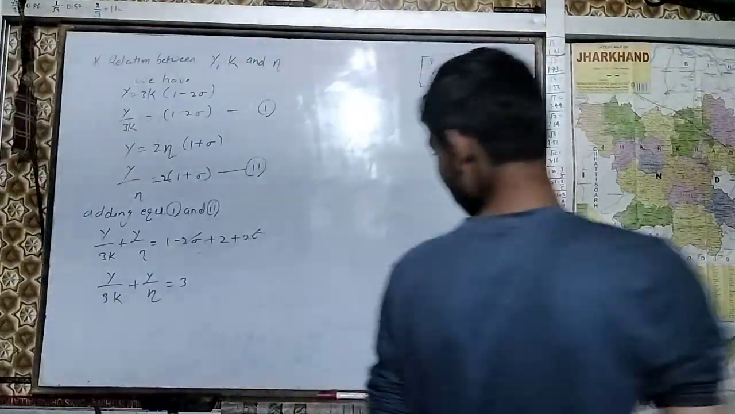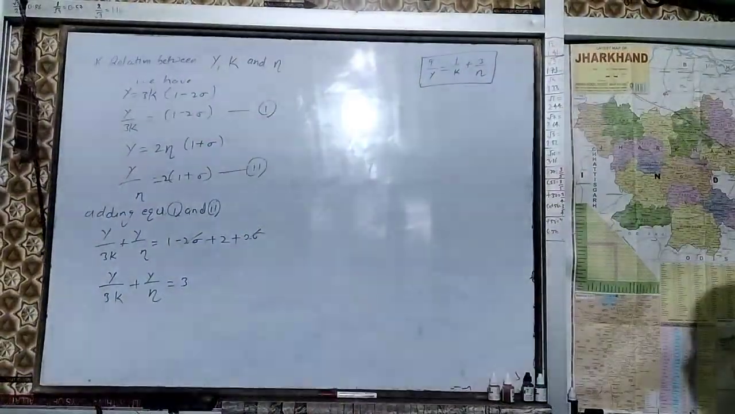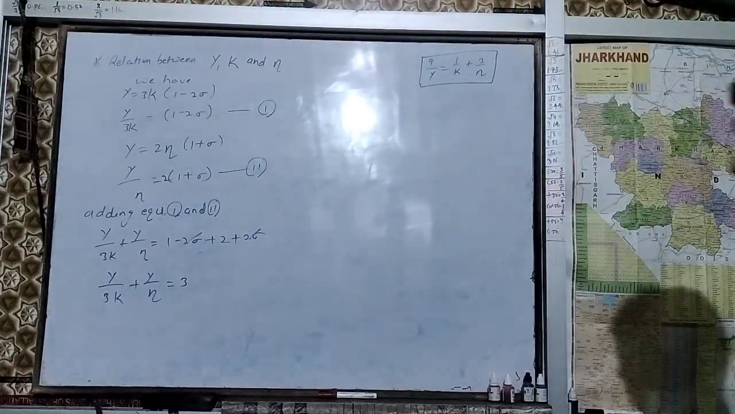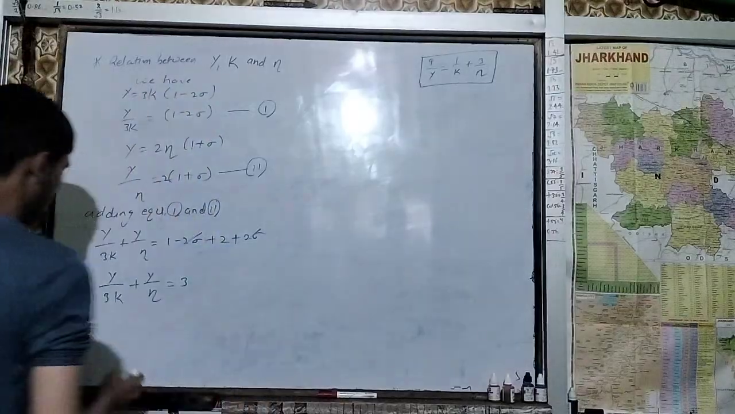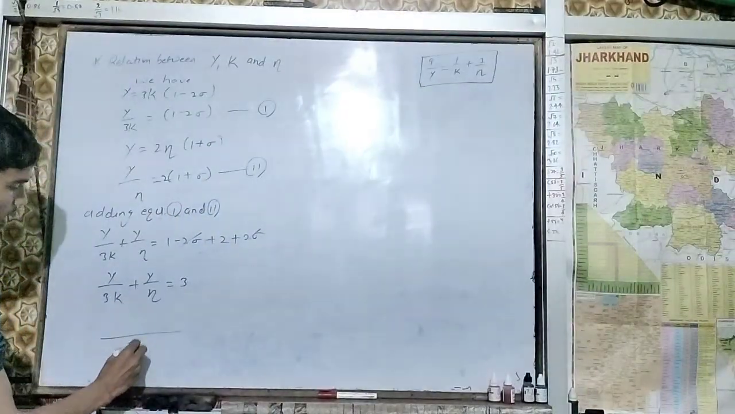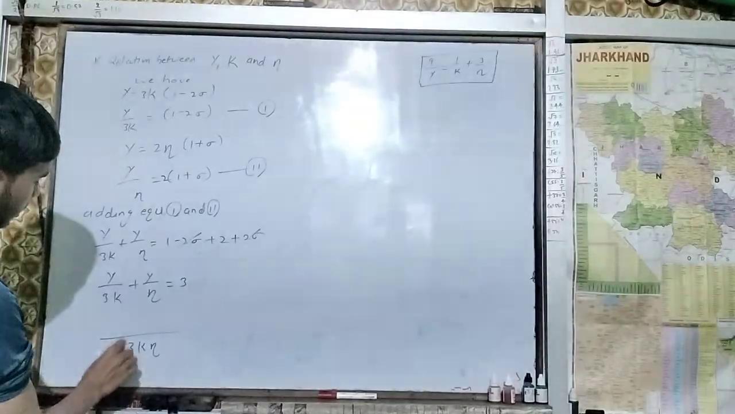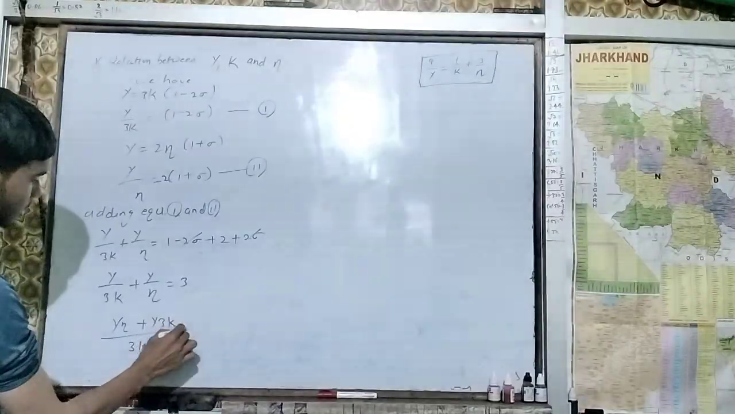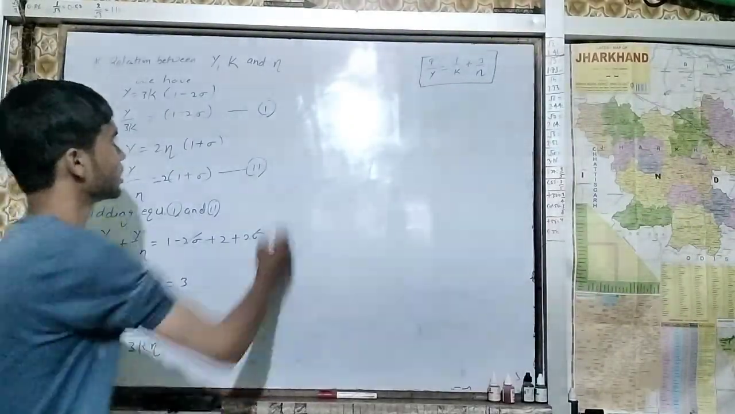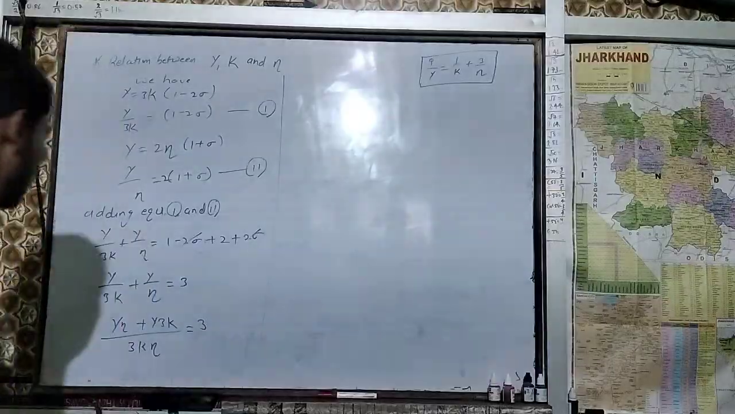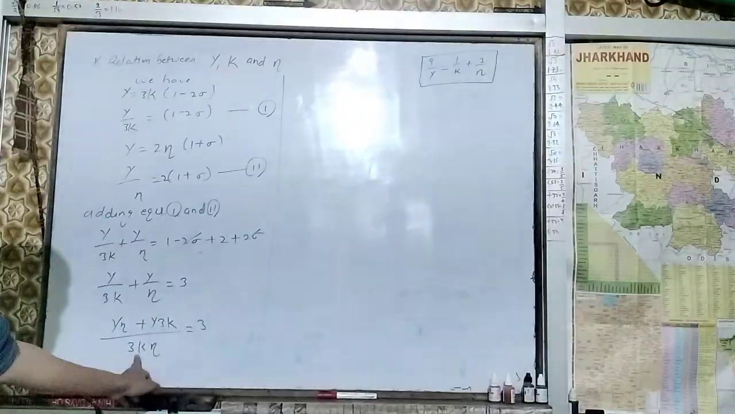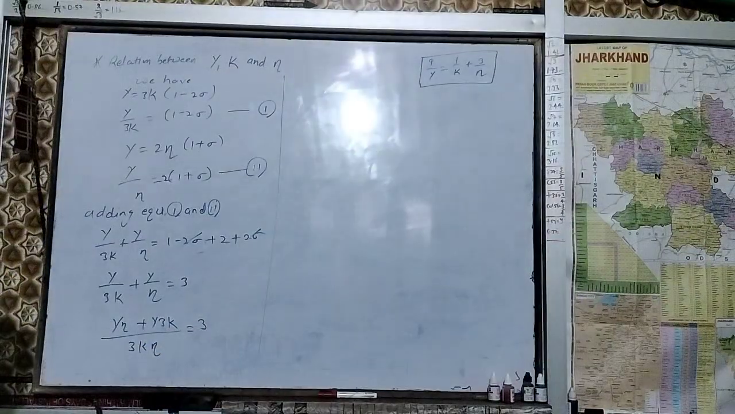Now simplify these fractions, 3kη and then 3k, so y upon 3kη, and 3 should be as it is. Now when you shift this over here with this, 3 3's are 9, 9kη, 9kη.